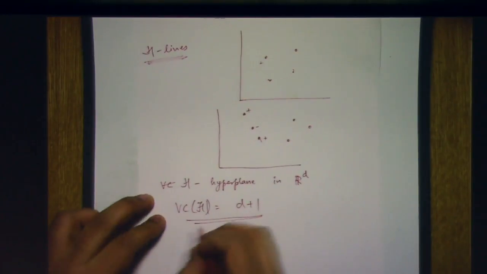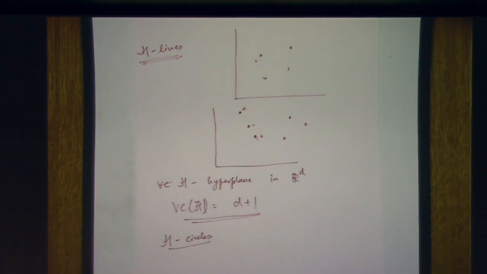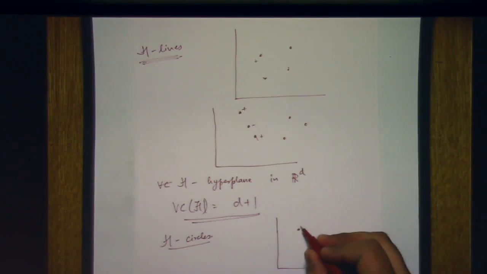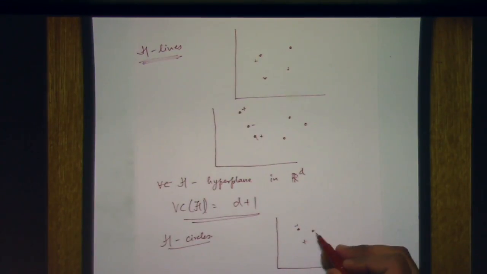So let's say our H is circles, right? Circles, which means that anything that's inside a circle is positive and otherwise negative. Then we can see what happens, right? So let's say I have 2 points. I can always draw a circle that includes them. 3 points.